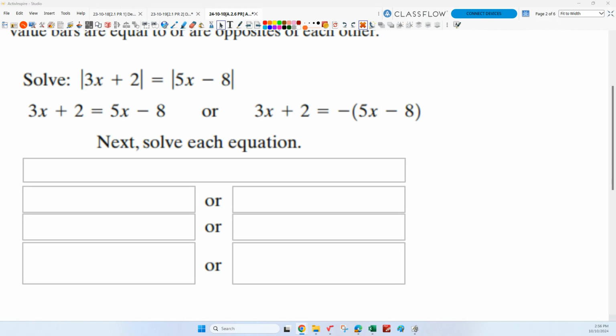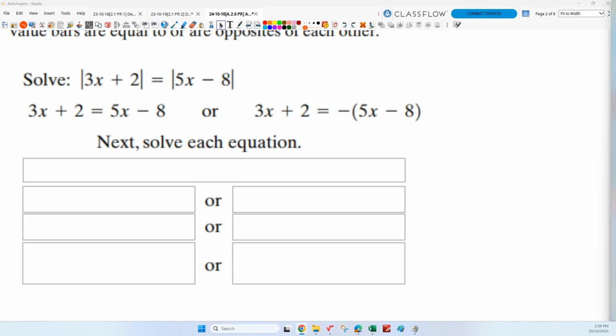Isn't that what you would have anticipated, though? Based on what we did yesterday, that's the same pattern, right? We just set whatever's inside the absolute value bars equal to the positive of what's on the right or the negative. Same strategy. Why didn't you just set it up opposite of each number? So you distribute the negative. Yeah, you would. Exactly, yeah.